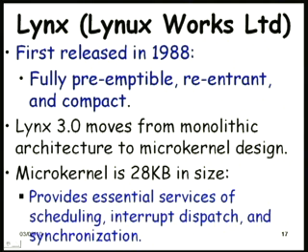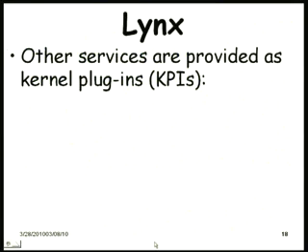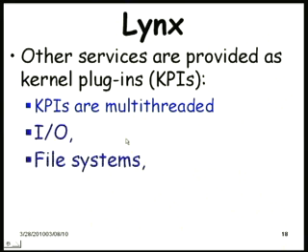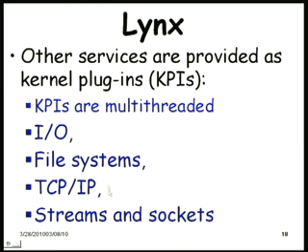The microkernel is only 28 kilobytes in size and provides the basic services: basic scheduling, interrupt dispatch and synchronization, and of course, very basic memory management. All other services are provided as kernel plugins, and the kernel plugins are multi-threaded, so they can handle multiple requests at a time. The kernel plugins can be the I/O, the file system, TCP/IP, streams and sockets, and these all operate in the user space.